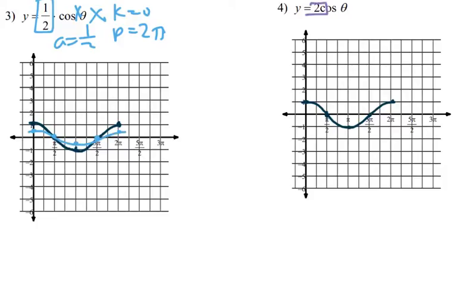For 4, we've got an amplitude of 2, k of 0, period of 2 pi. So I'd go up to 2, but my pi halves is back at the midline, then down to a pi, 3 pi halves, back to midline, and then back up. And it would look like that.